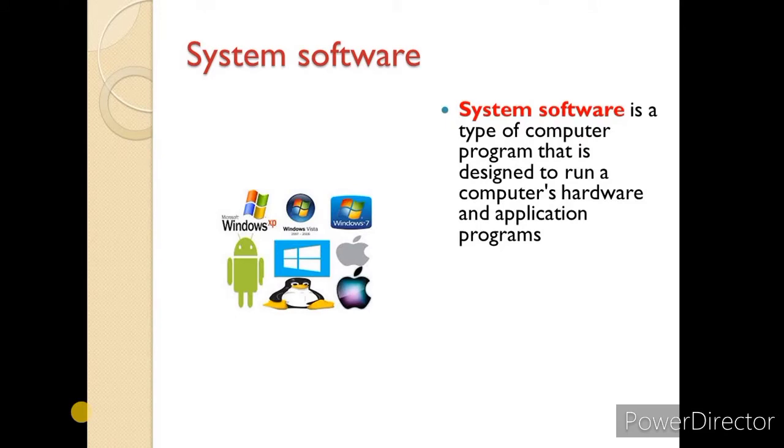The system software is a type of computer program that is designed to run a computer's hardware and application programs. I will say it one more time. The system software is a type of computer program that is designed to run a computer's hardware. I remember in our last term we looked at computer hardware. We said that they are the physical parts of the computer. So this physical part of the computer is run by the system software.